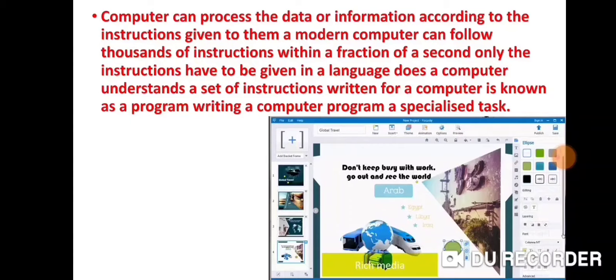The modern computer can follow thousands of instructions within a fraction of a second. Only the instructions have to be given in a language the computer understands. But provided the instructions are given in the language that the computer knows, as you have the same problem. If I teach you something in a language that you don't understand, will you be able to answer me? No. In the same way, the computer also has its own set of instructions to be given in the language the computer understands.